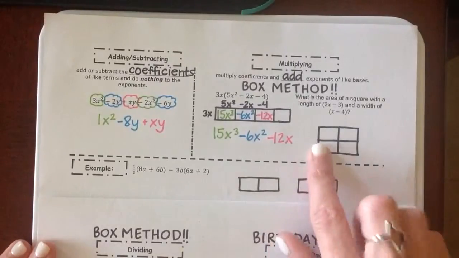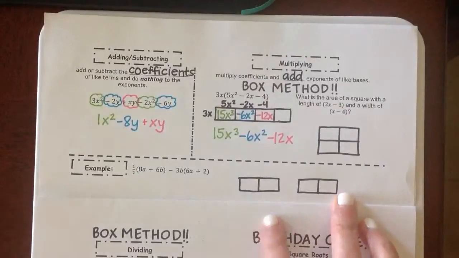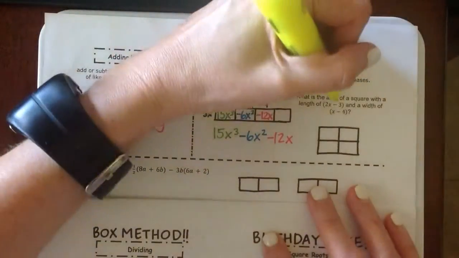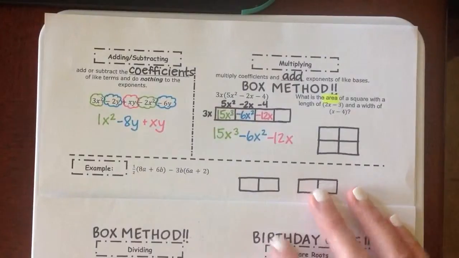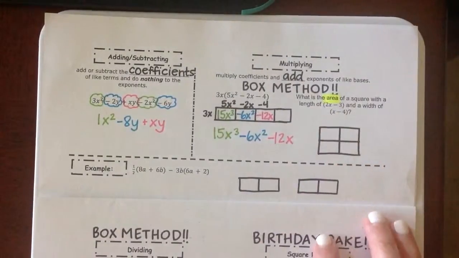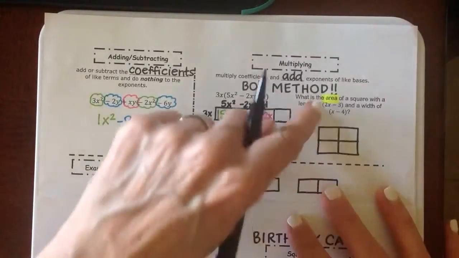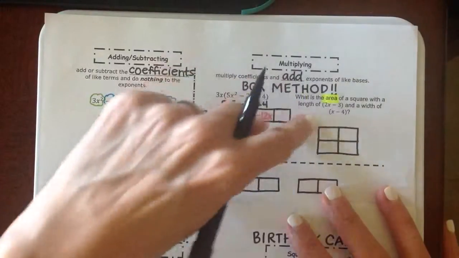And so now I'm going to look at the word problem. What is the area of a square with the length of 2 times the value of x minus 3 and a width of the value of x minus 4? Now remember, area is a clue word for multiply. Since these are not just numbers, they're polynomials, that tells me I need to use the box method.